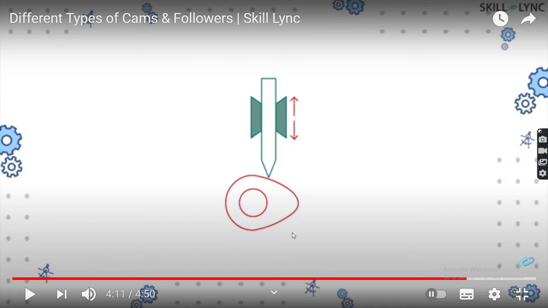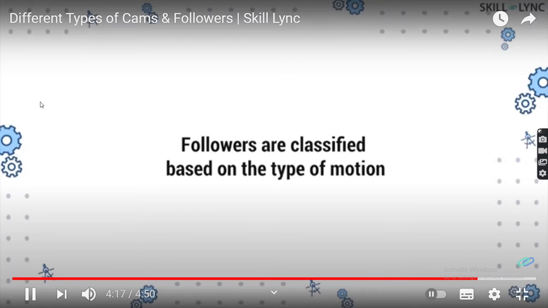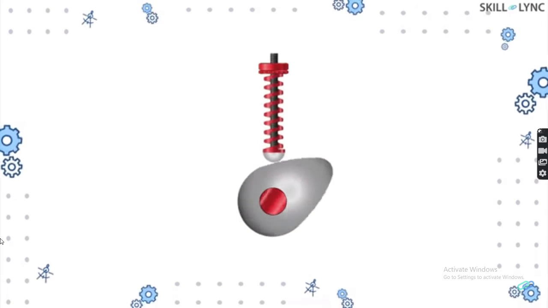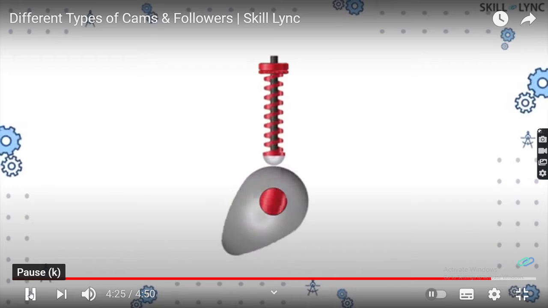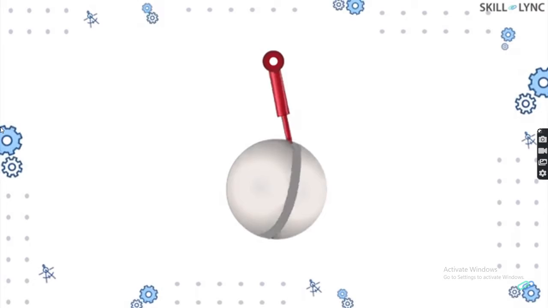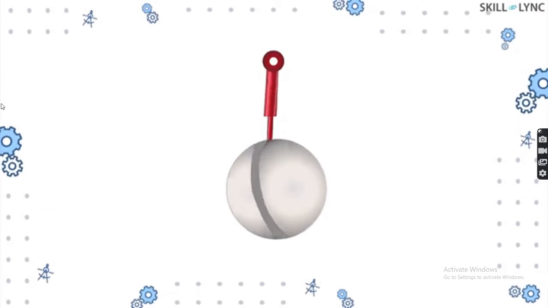Anyhow, don't worry. There is no need of memorizing all these things. Just listen. In addition to all these, followers can be classified into two types based on the type of motion. If the motion of the follower is in a straight line, then it is said to be a translating follower. But if the follower is pivoted, it will have oscillating motion, and those followers are said to be oscillating followers.